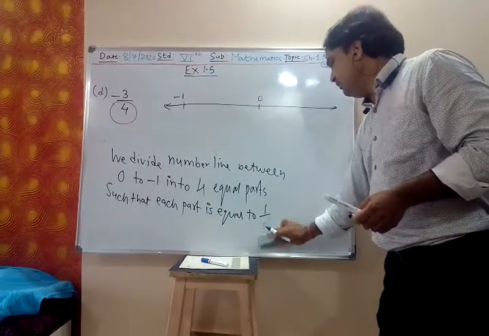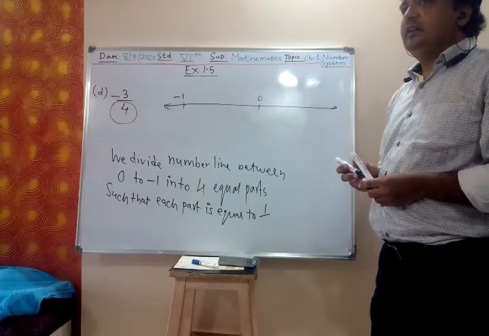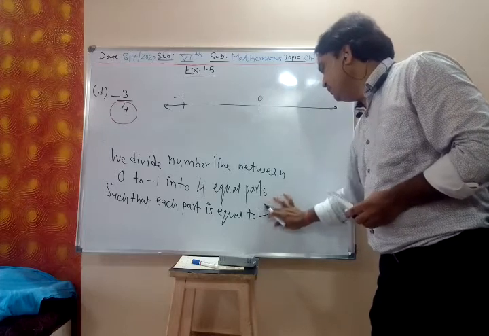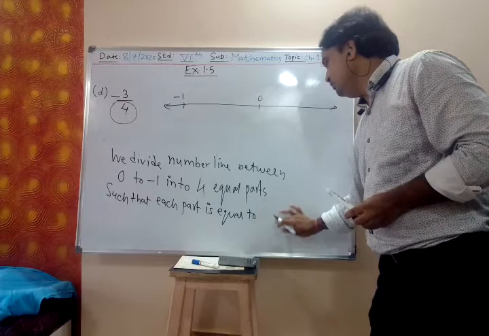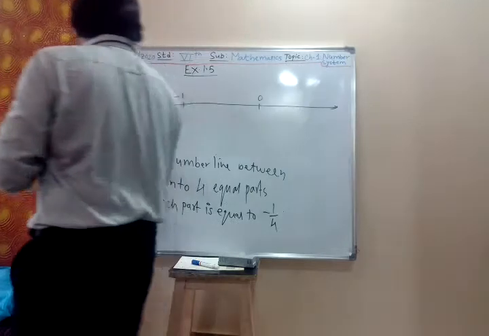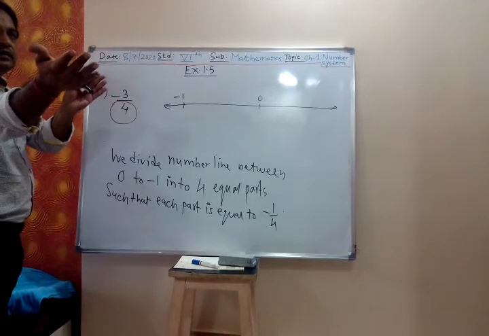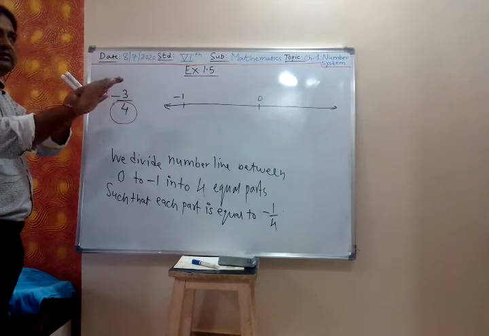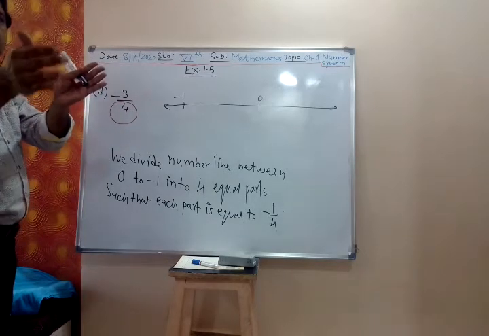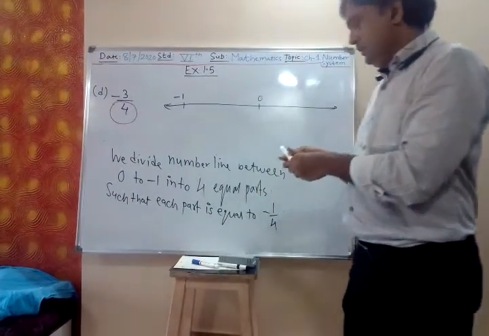Such that each part is equal to minus 1 upon 4. Now the number is negative, minus sign. If the number is positive, plus sign, I will take 0 to 1. Now the number is negative, so I will divide the number line between 0 to minus 1 into 4 equal parts.